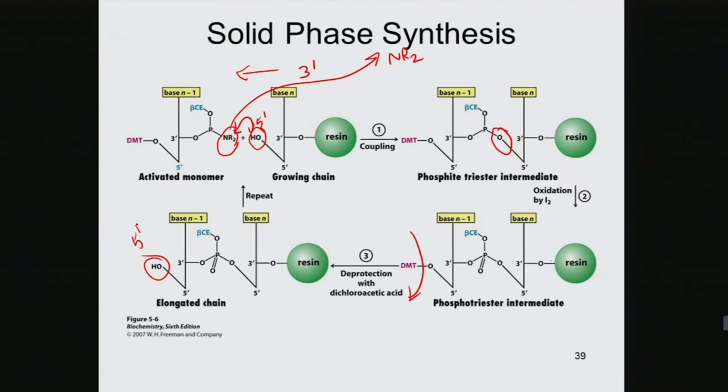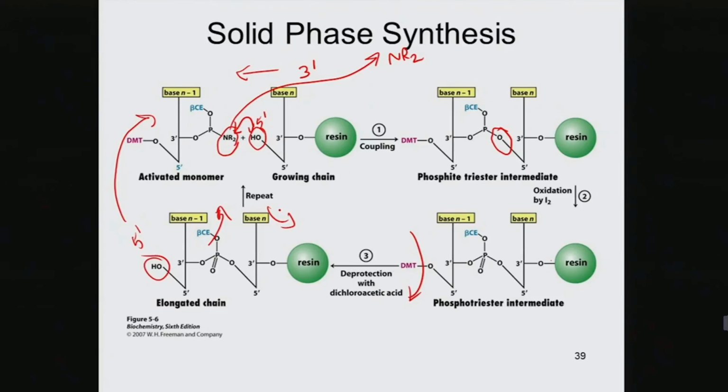Then we repeat the cycle. We bring in our next modified deoxyribonucleoside and carry out the same procedure. Once we're done elongating the chain, and we've gone from the 3' to 5' direction, we cleave off all the BCEs and any base protection groups that we might have. And we basically synthesized our new DNA strand.